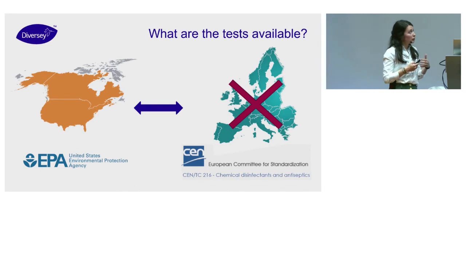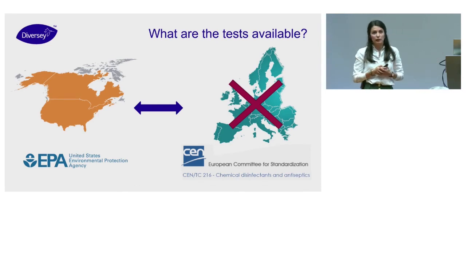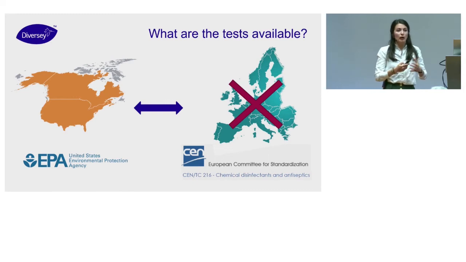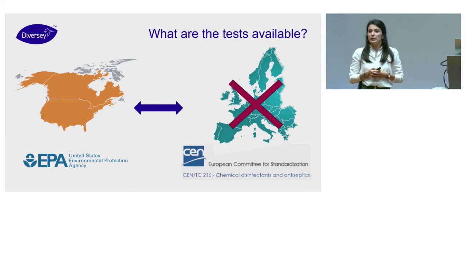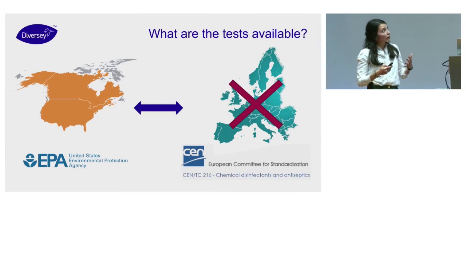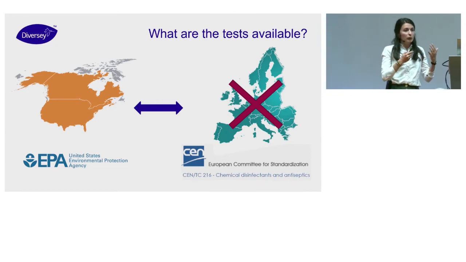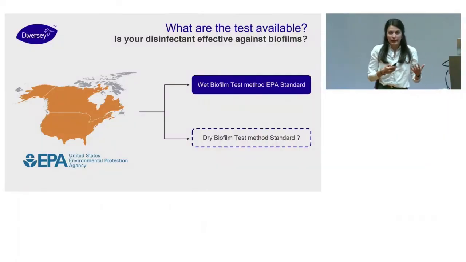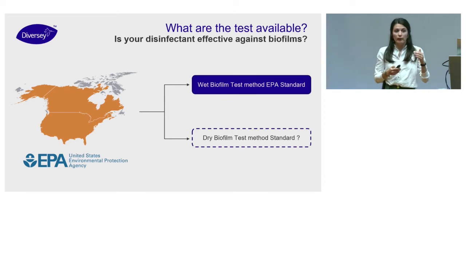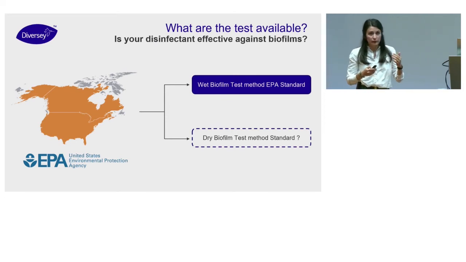And then on the other side, we have also the EPA for North America, where they have different types of standardized methods to prove the efficacy of a disinfectant. However, what are the tests available? When we look at the CEN, there are no actual test methods to prove the biocidal efficacy against wet or dry surface biofilm. That's why we looked at the EPA, and the EPA has already published a wet biofilm test method standard. Not yet a dry surface biofilm test method, but a wet one has already been published.